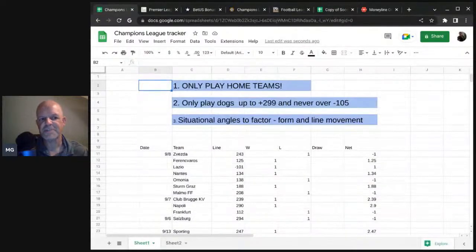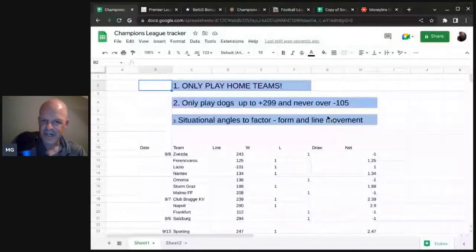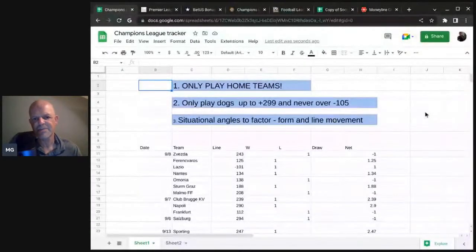So just to sort of review this, if you're going to handicap Champions League, Europa League, you're only going to play the home teams. Don't be tempted to play the draw line or the away side. Just focus on those home teams. Home teams win at a very large percentage of the time. Only play dogs up to plus 299 and don't play anything over minus 105.